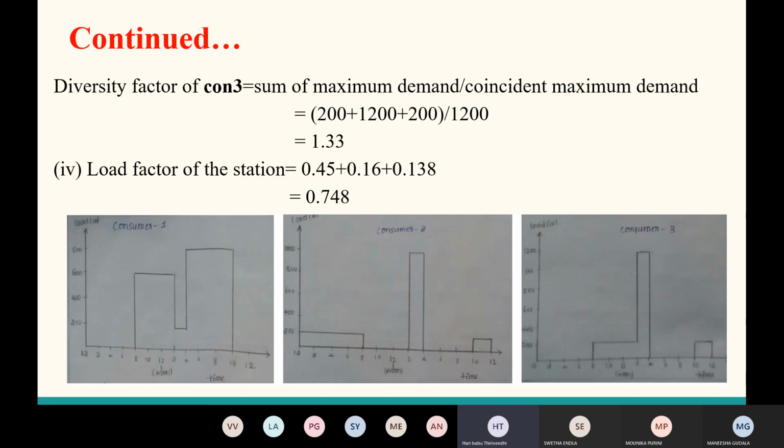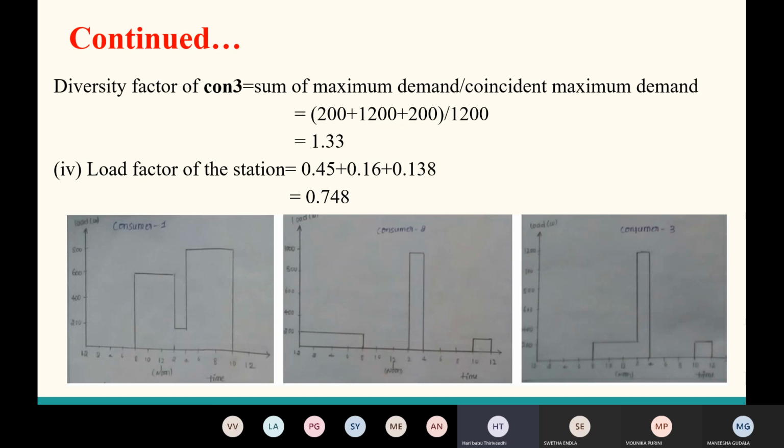Now the last, fourth one, station load factor. Don't write this one, because there is a small mistake. I added all three consumers, which is not correct. So don't write these graphs and don't write the fourth answer.